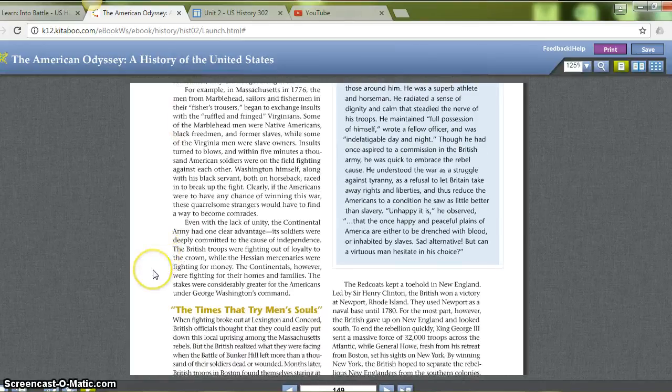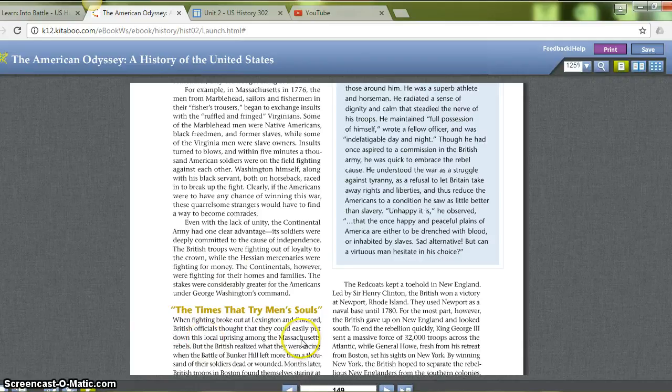Even with the lack of unity, the Continental Army had one clear advantage. Its soldiers were deeply committed to the cause of independence. The British troops were fighting out of loyalty to the crown, while the Hessian mercenaries were fighting for money. The Continentals, however, were fighting for their homes and their families. The stakes were considerably greater for the Americans under George Washington's command.